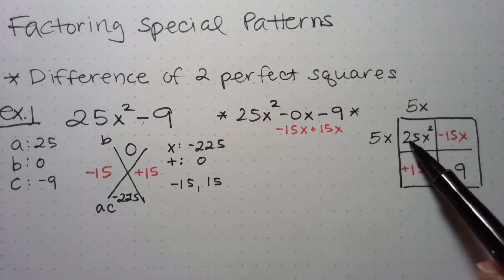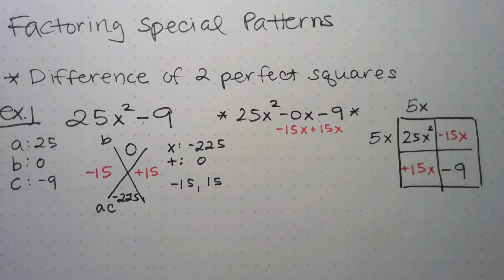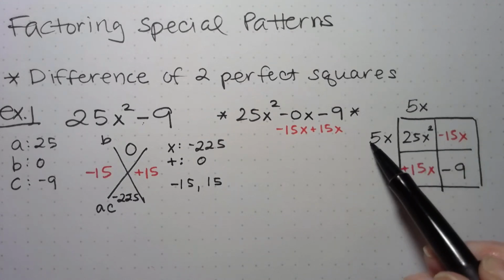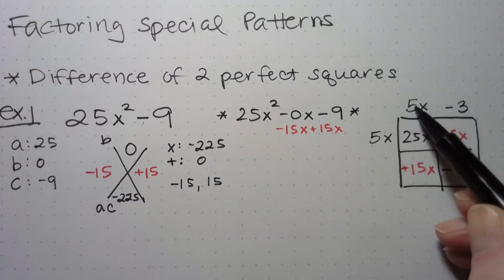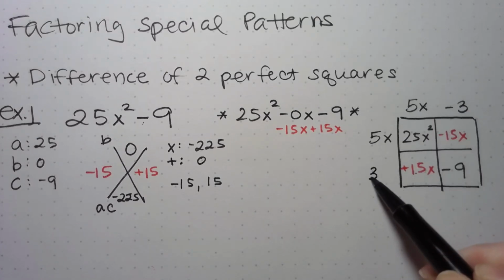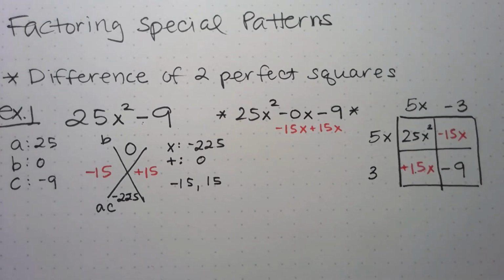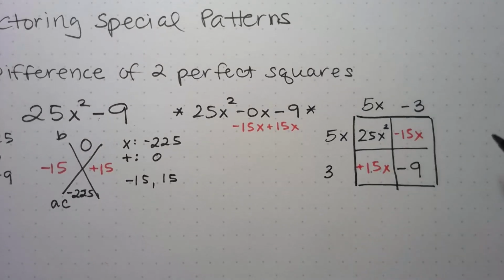And you'll notice the square root of 25 is 5. Square root of x squared is x. Kind of worked out that way. Then to get negative 15x, I would have to multiply 5x times negative 3. And to get positive 15x, I would have to multiply by positive 3. And that works out. Negative 3 times 3 is negative 9. So we do end up with 5x minus 3, 5x plus 3.